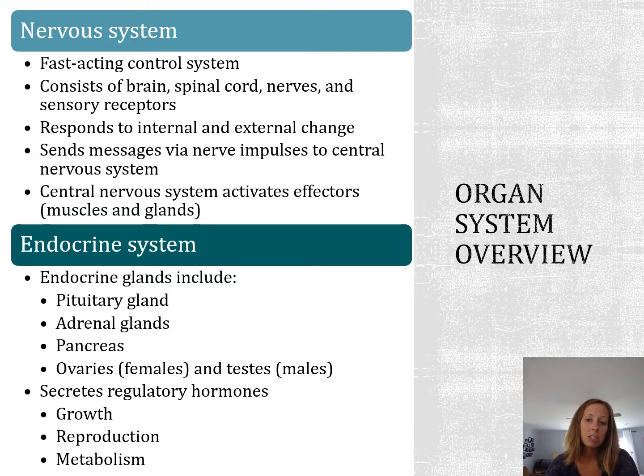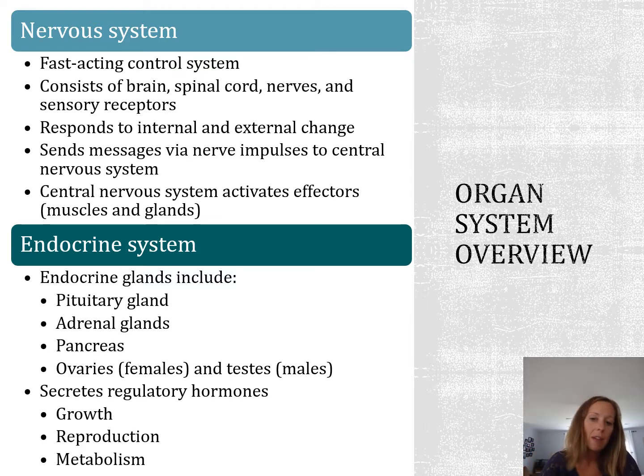It's going to send messages using nerves. You have your sensory neurons, which go to your interneurons, which then go to your motor neurons, and those make you move. That loop right there we'll talk about in our next lecture, okay, but that's going to help control you. And then your central nervous system activates your muscles and your glands, all right.